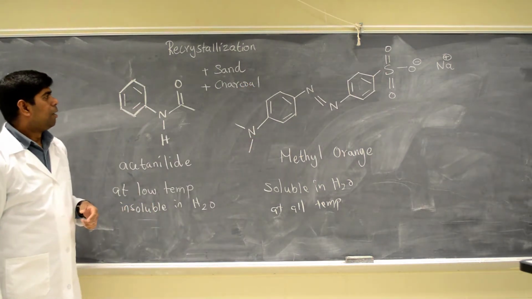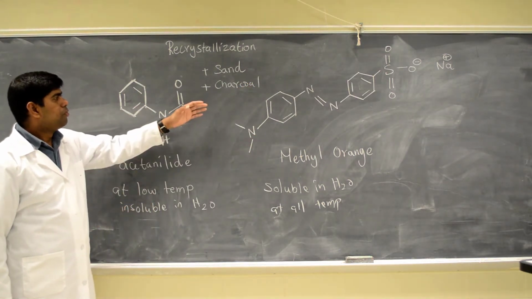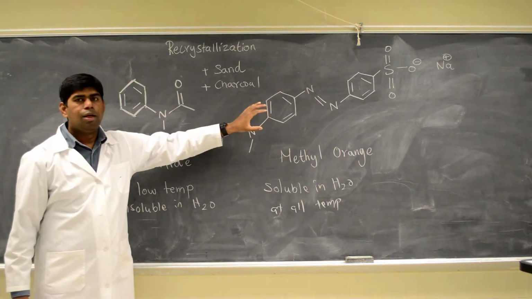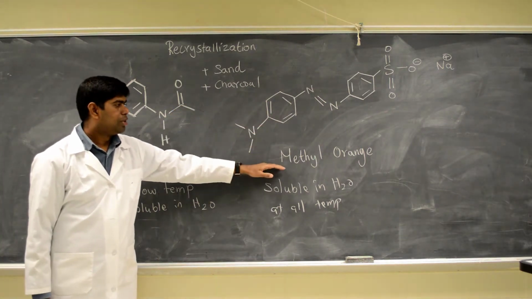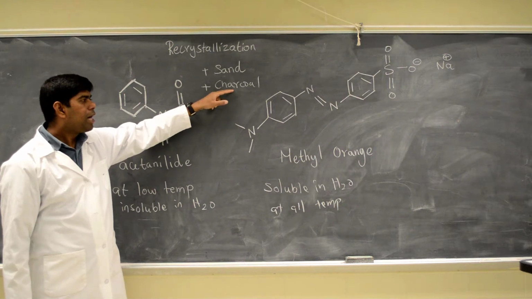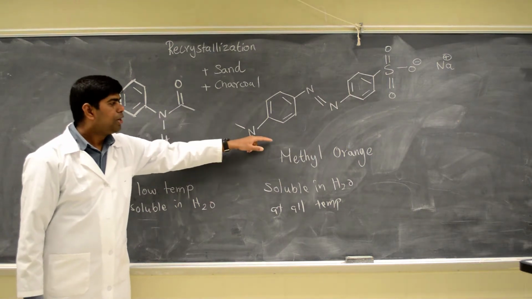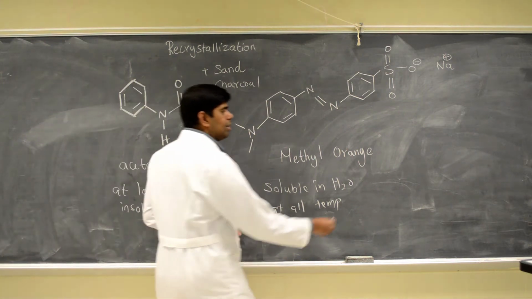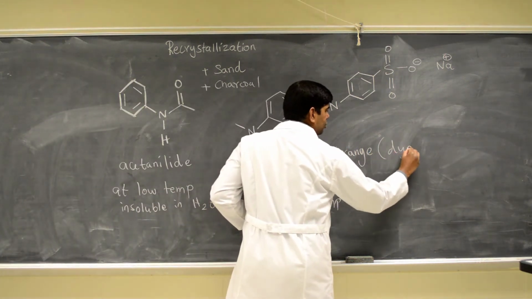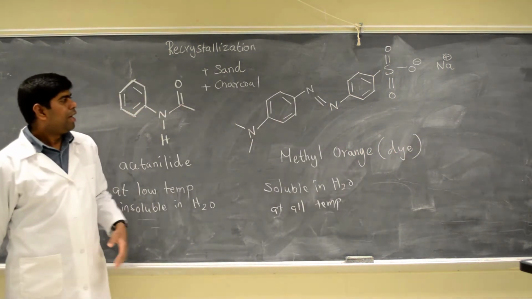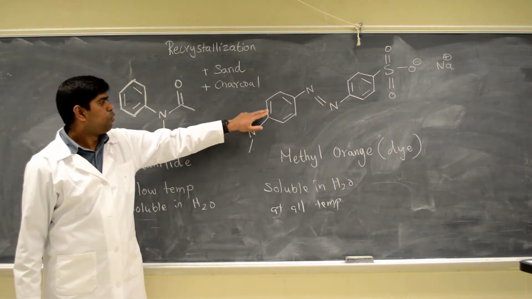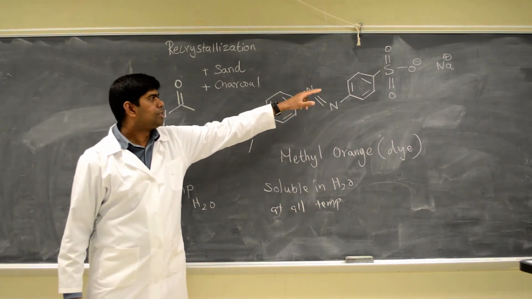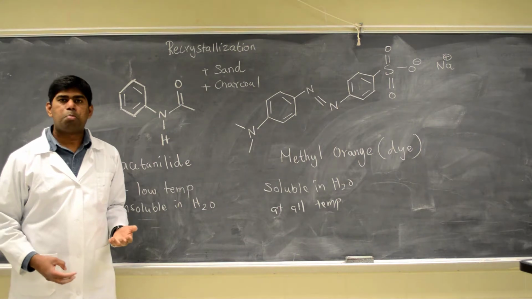Charcoal helps to absorb this methyl orange, so it helps remove this dye. Methyl orange is a dye, right? It's a color dye. So let's write dye. And it has a lot of pi bonds: 1, 2, 3, 4, 5, 6, 7, 8, 9. There are a lot of pi bonds.